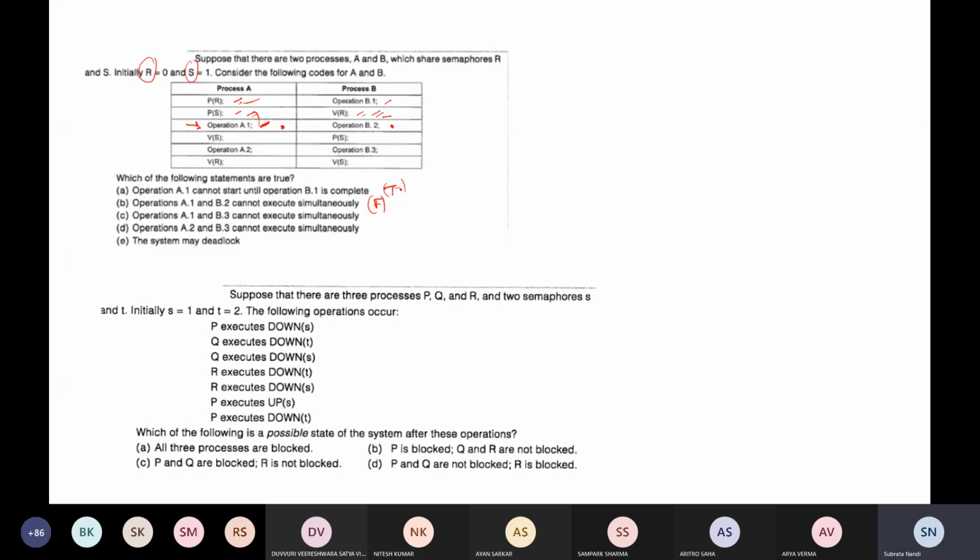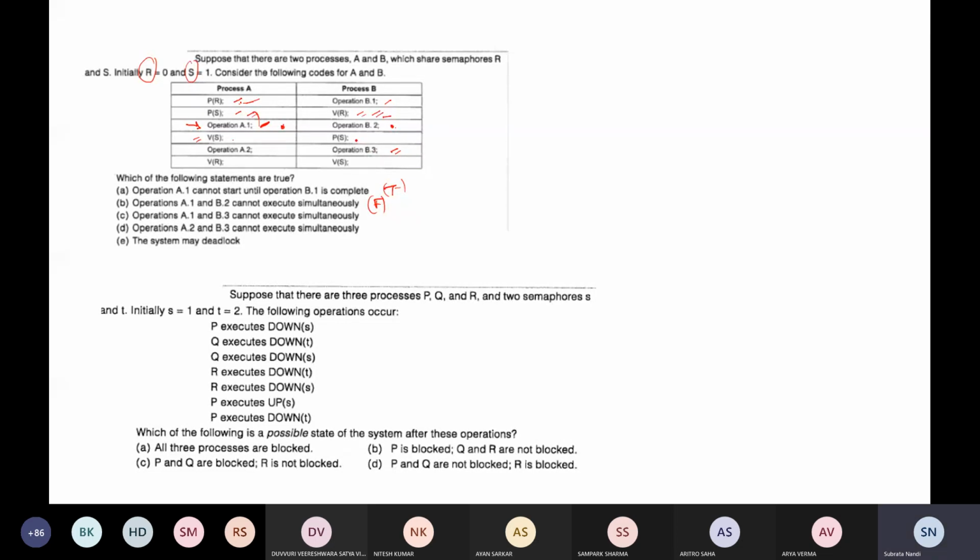The third, this operation A.1 and B.3 cannot execute simultaneously. A.1 and B.3, can they execute simultaneously? No, they cannot, because you see there is a V operation here. After these two get executed, there is a V operation. V operation means what? V of S means this S value will be again set to 1, right?